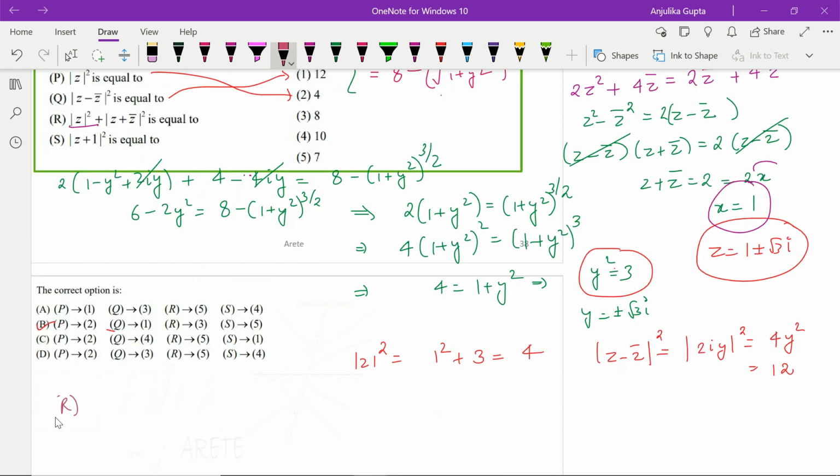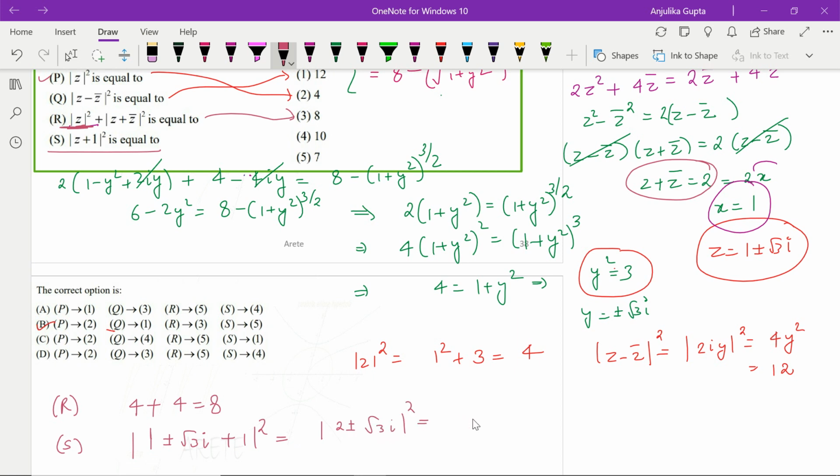For the R value, you want modulus of Z square plus Z plus Z bar whole square. Modulus of Z square you have already found in the P part to be 4. Z plus Z bar value you have also got here to be 2, so its square is 4. So you end up getting an 8. So R matches to 3. Similarly, the S part, Z plus 1 whole square. Because you got your Z to be 1 plus minus root 3 i, if you add a 1, it looks like 2 plus minus root 3 i whole square, and that would be 2 square, that's 4, and root 3 square, that's 3, which is 7. So S matches to 7. So B is your correct option.